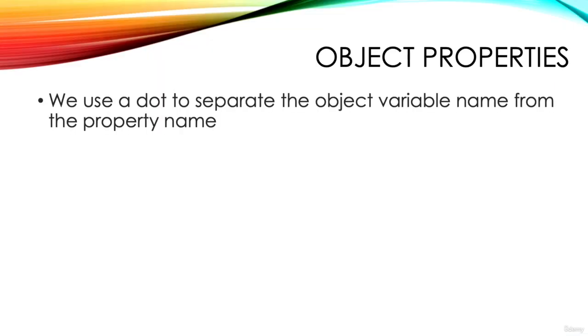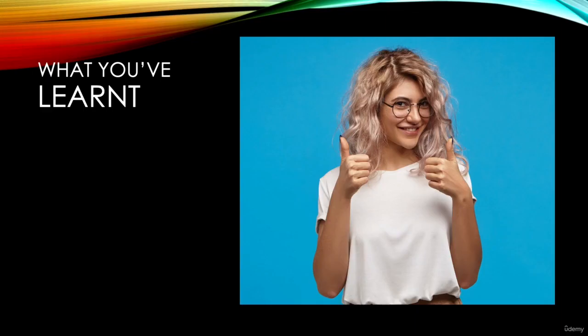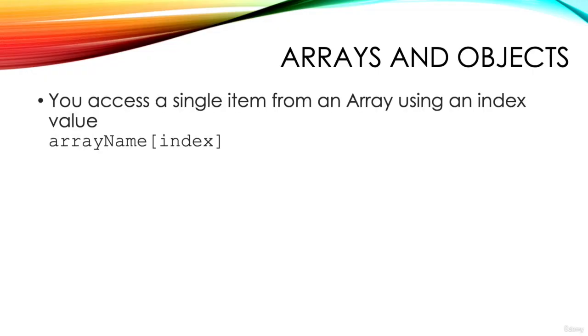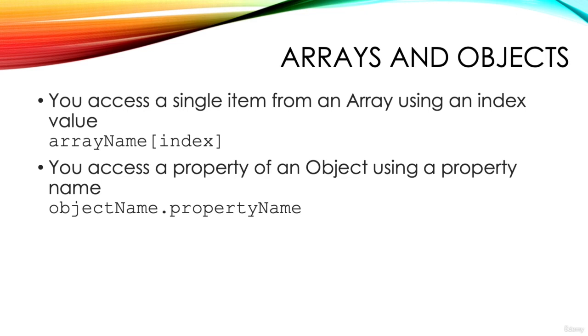Just as we did with the string object, we use a dot to separate the object from the property. Later in this section you'll see how you can even add your own custom methods. Let's look back on what you've learnt so far in the course. First you discovered variables, then you learnt about functions, you learned how your code can branch in different directions using conditions, you learned to keep lots of variables in a list using arrays, and now you know about keeping lots of variables together in an object. With arrays you access an individual item using an index value, and with an object you use a property name.